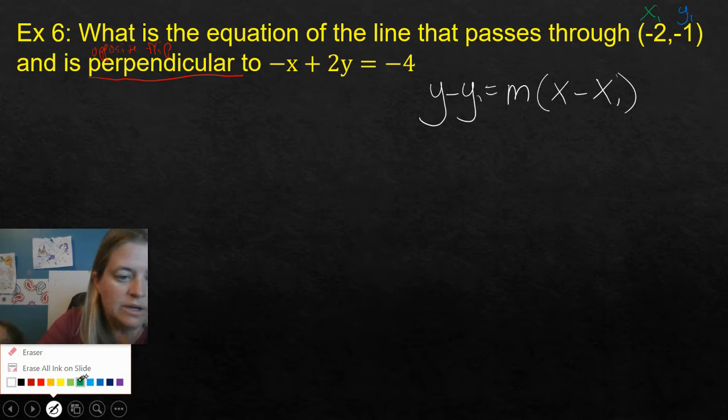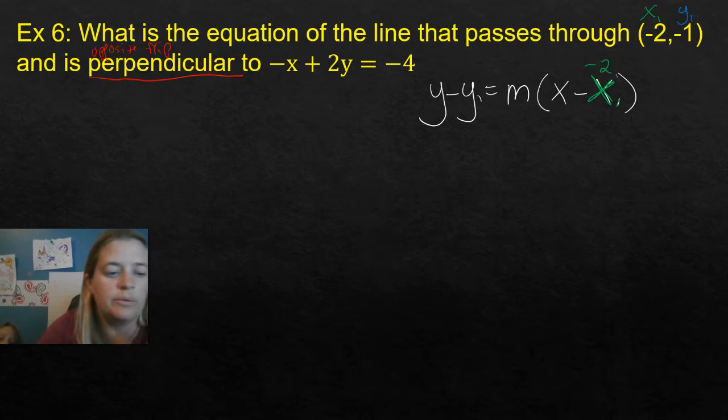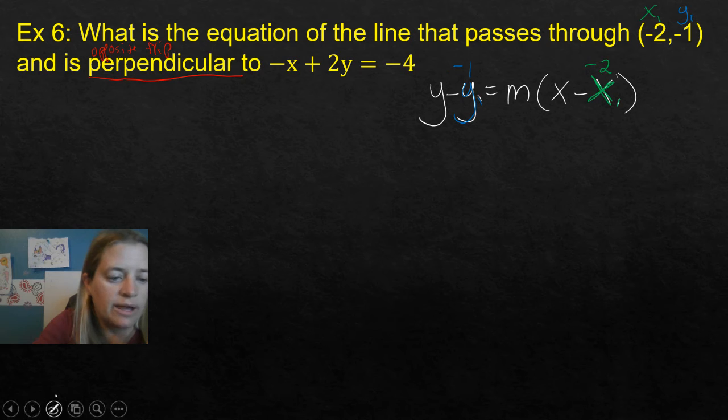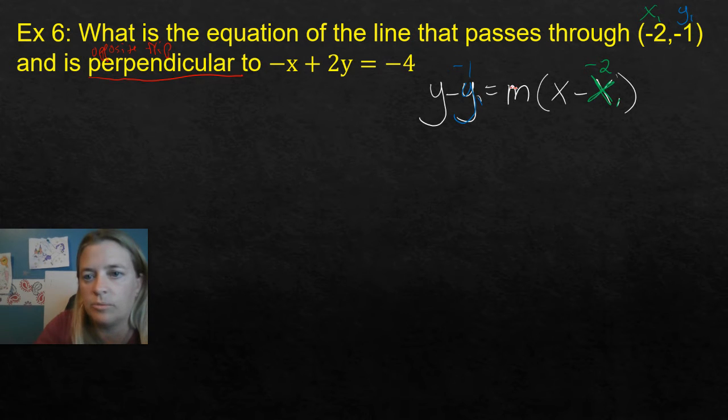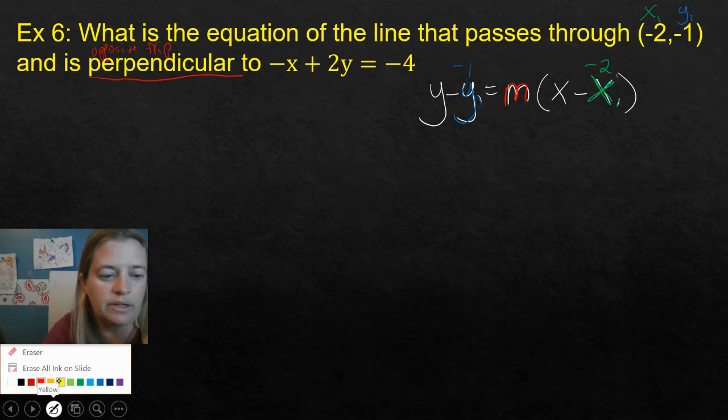And we're going to plug that stuff in. So we know where the x sub 1 is. We're going to replace it with our negative 2. And we know where our y sub 1 is. We're going to replace it with our negative 1. And we need to figure out what our m is. So we need to figure out what the slope is. And so we have to do some work over here first before we can determine that slope.